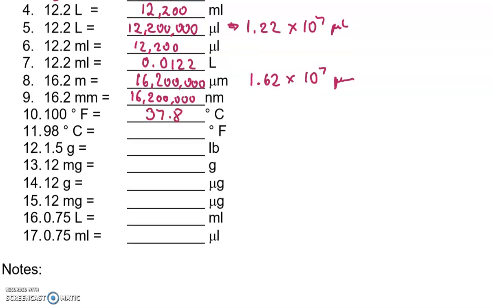37.8 degrees Celsius. If we want to convert 98 degrees Celsius, that's close to boiling temperature, to Fahrenheit, then we need to take the Celsius degrees, 98 times 9/5.